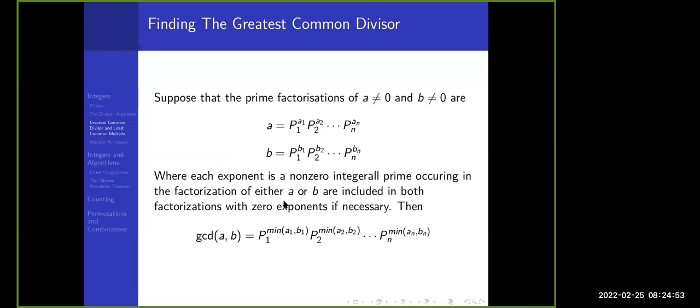And sometimes you may have to put in zero exponents. I'll explain that. The reason you can have all the same primes is so that you can allow these zero exponents. You will see an example in a minute.